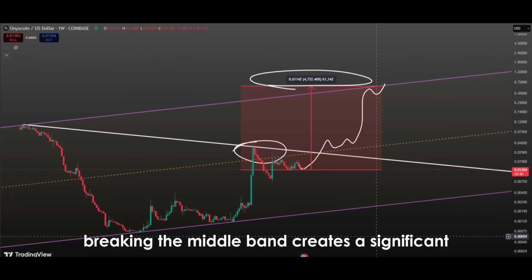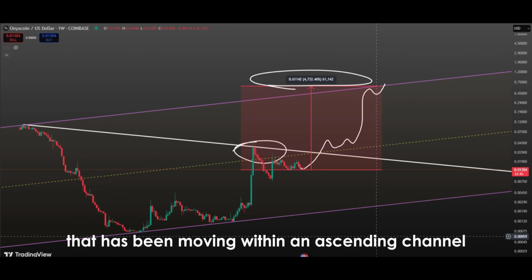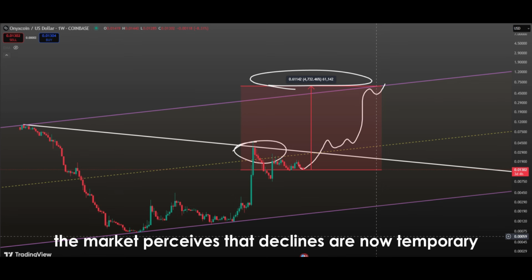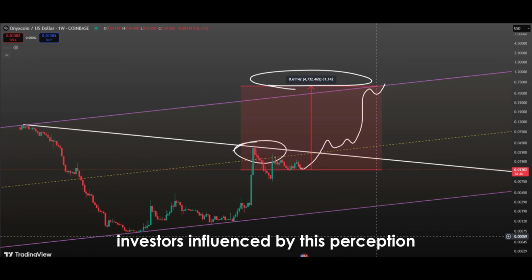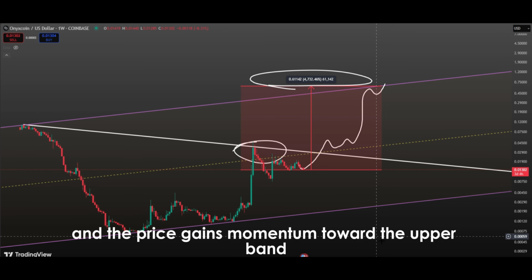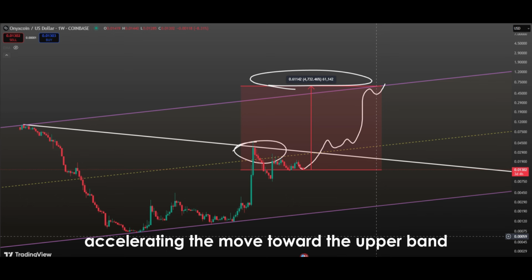Psychologically, breaking the middle band creates a significant shift in investor perception. When a price that has been moving within an ascending channel starts closing above the middle band, the market perceives that declines are now temporary. Investors, influenced by this perception, increase their positions, new buying comes in, and the price gains momentum toward the upper band. This creates a domino effect. As one group of investors buys, others follow, accelerating the move toward the upper band.